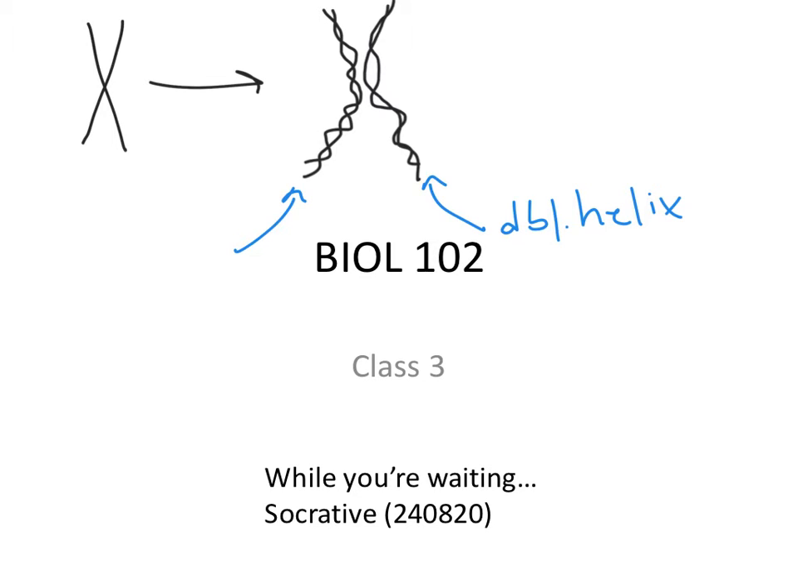So every X-shaped object is really two double helices side by side. And each of those double helices is called, at certain points during the cell cycle, which is why we cover the cell cycle again in this class, a chromatid. At different points in the cell cycle, we also call those chromosomes.